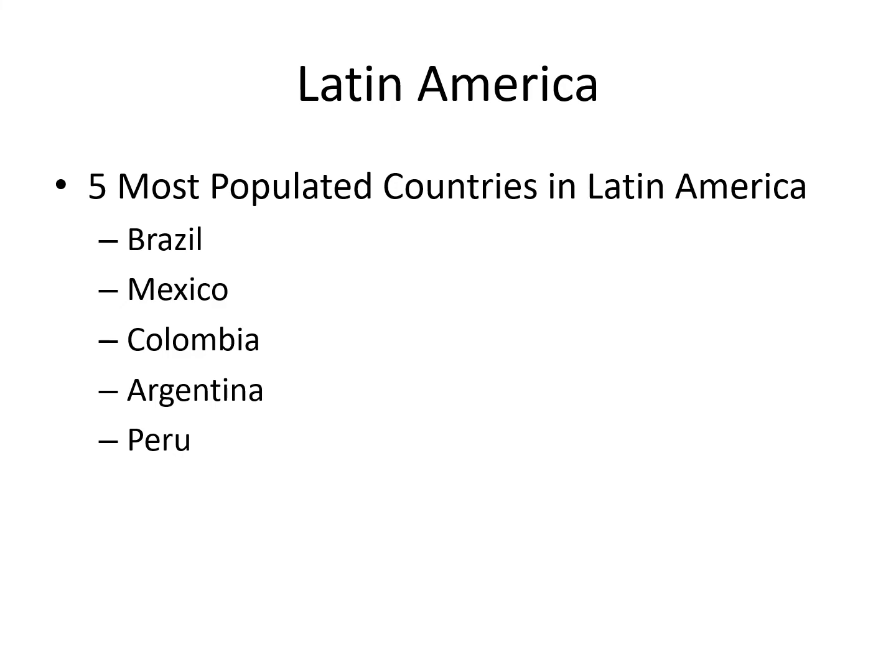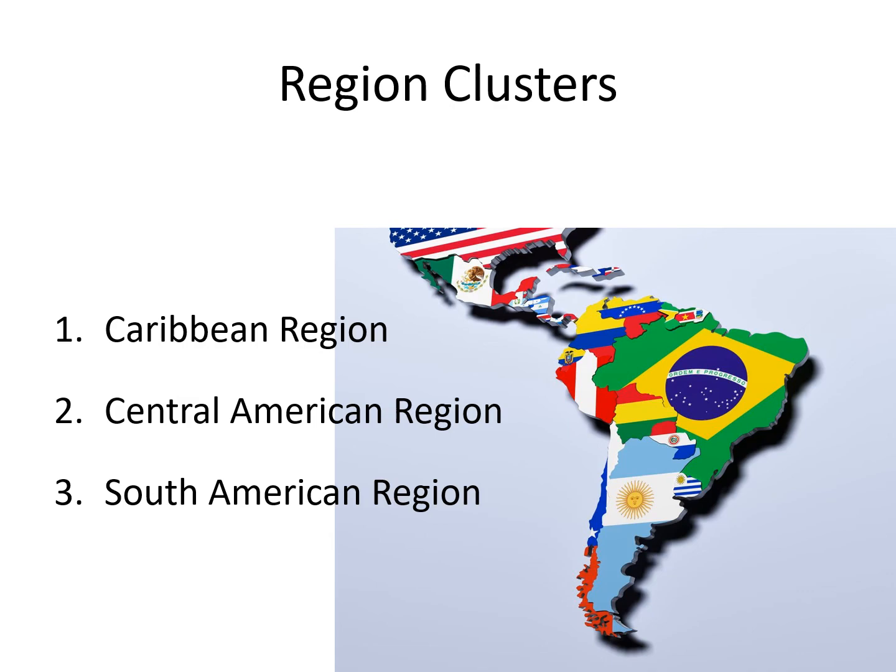So the next area of discussion is Latin America. And the 5 most populated countries in Latin America are Brazil, Mexico, Colombia, Argentina, and Peru. Now, technically, Mexico is part of Latin America, but when we talk about North America, because of the NAFTA treaty, Mexico sometimes in some organizations counts as North America. The region clusters for this area are the Caribbean region, the Central American region, and the South American region.